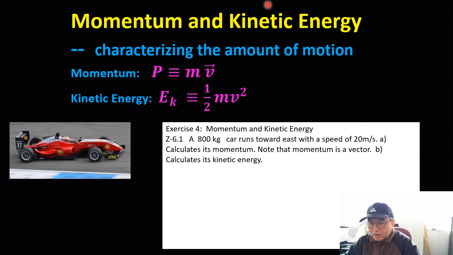Now the first question is exercise 4, momentum and kinetic energy. An 800 kilogram car runs toward the east with a speed of 20 meters per second. You can imagine the situation, just think about this car. 800 kilograms runs toward the east with that speed. So velocity is a vector, but speed is just this much. Part A: calculate its momentum.